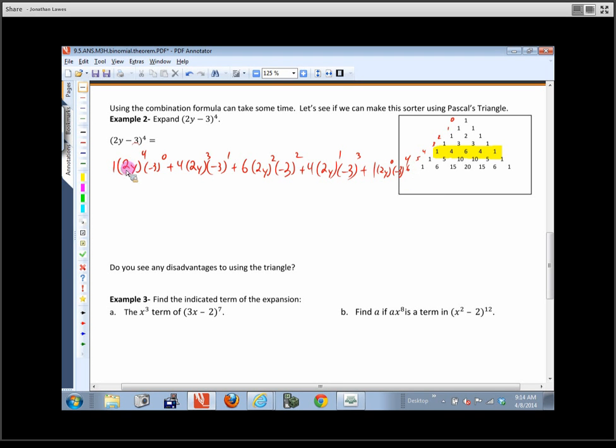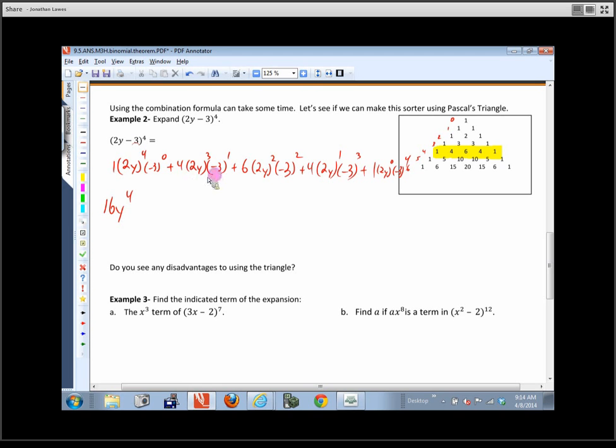Okay, so this is going to end up being a 1, and then I've got 2y to the fourth. So think about what 2y to the fourth would be. What would that be? 16y to the fourth, right? So we should see these powers start out for y really big, and then they're going to gradually get smaller.